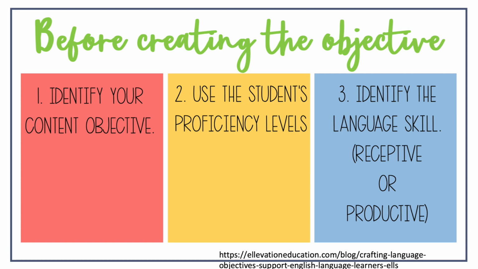Let's break down this definition further with these 3 steps. Step number 1 is to know what your content objective is. This is your Common Core standard or whatever standard your school follows. Step number 2 is to know your language proficiency levels of your students. This is necessary to write appropriate language goals. Your language goal for a newcomer will be different than your language goal for an intermediate ELL. Step number 3 is to identify whether you are focusing on receptive or productive language skills.